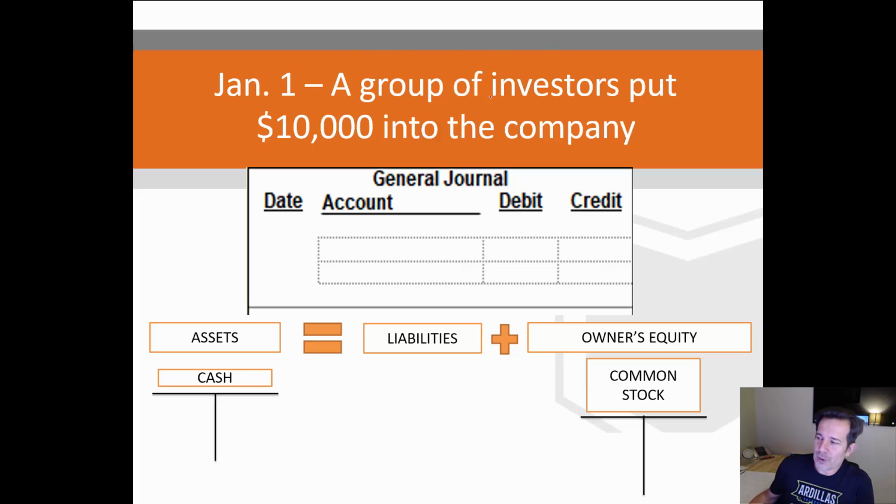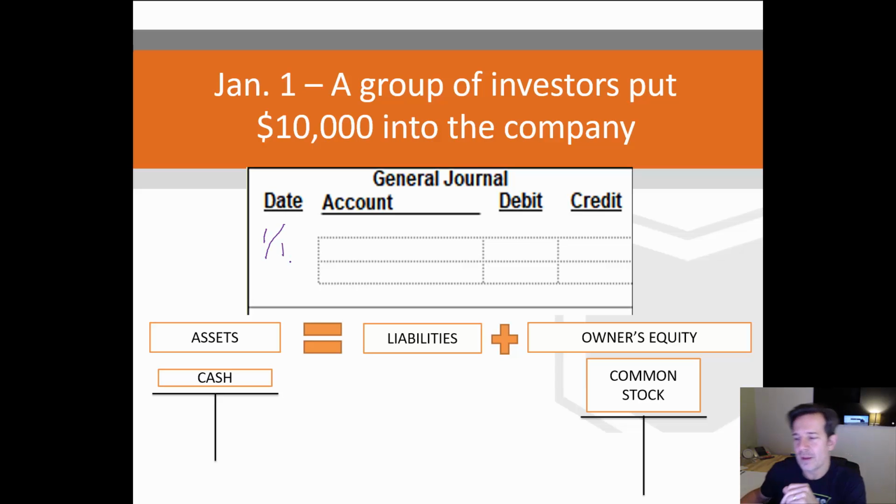January 1, a group of investors put $10,000 into the company. So as you read accounting transactions, you need to start training your brain to think, okay, what accounts are involved here? What is happening? Don't so much focus on the amount right now. Think to yourself, what are we getting? What are we giving up? What's going on from an account standpoint? So every journal entry is going to have a date.